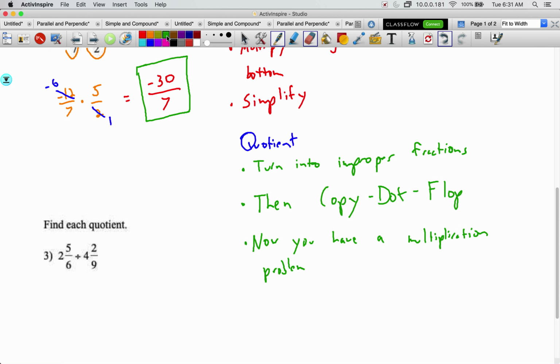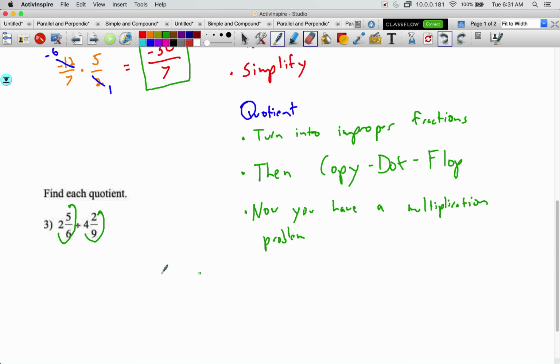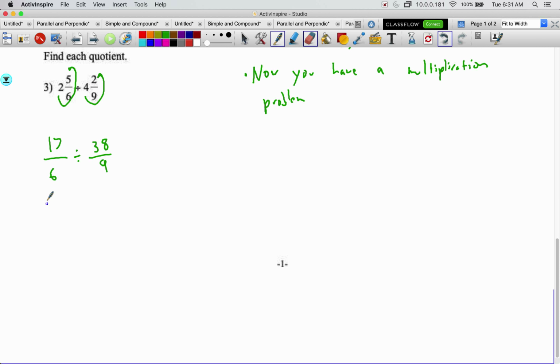All right, so let's turn number 3 into improper fractions by doing the loop. 2 times 6 is 12, plus 5 is 17. So I get 17 over 6 divided by 4 times 9 is 36, plus 2 is 38, so 38 over 9. I then copy, dot, flop.